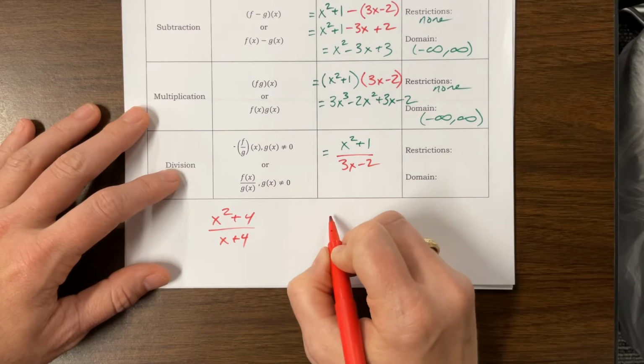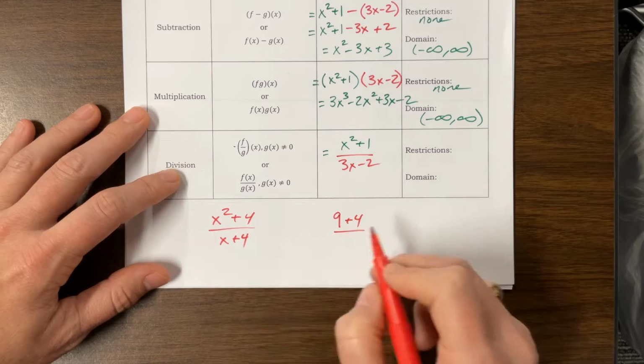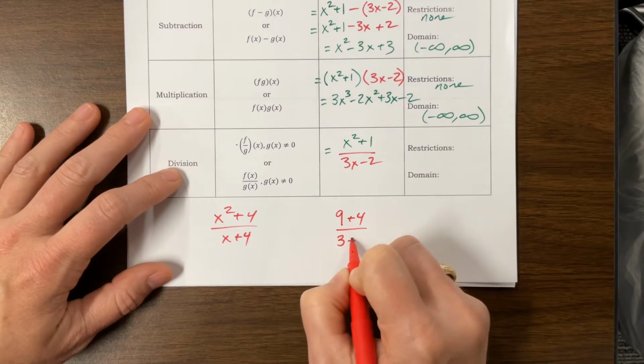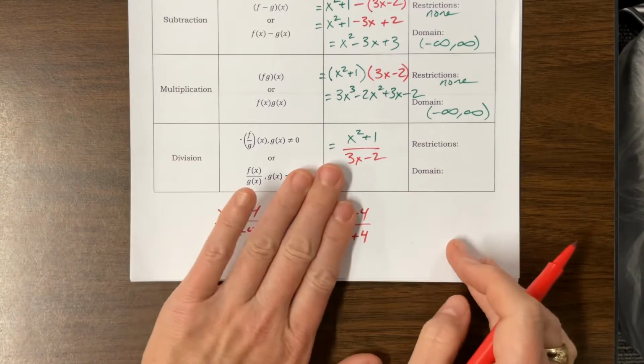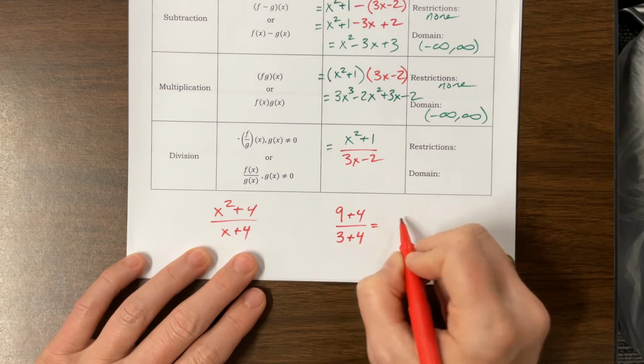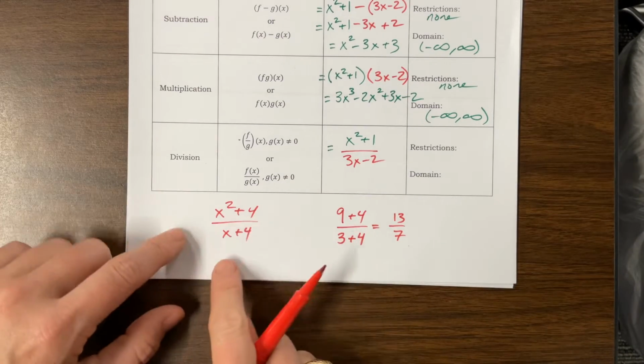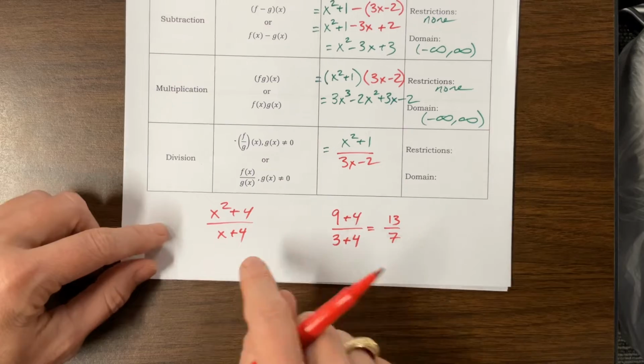Say I had, let's say, 9 plus 4 divided by 3 plus 4. Notice I picked a perfect square on purpose. If I just said, oh, let's cancel these out, this is 9 over 3, which is 3. No. This is 13 over 7, which is not the same thing. So we can only cancel when things are being multiplied, not when they're being added.